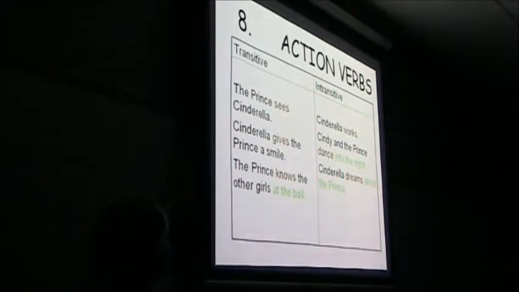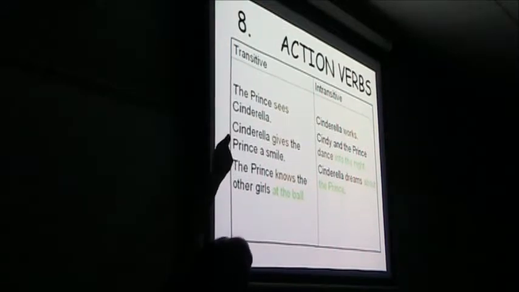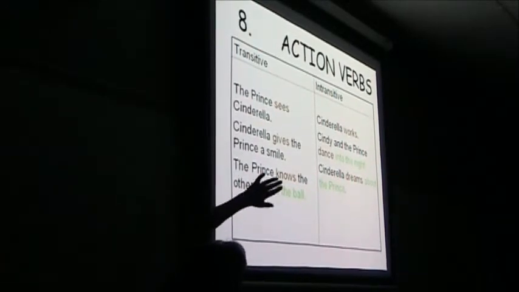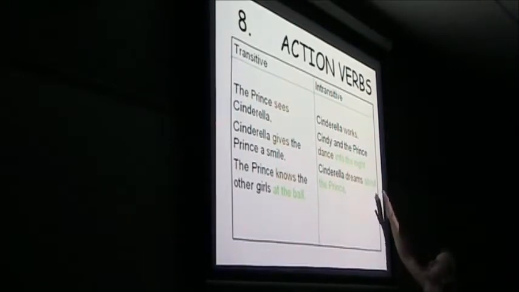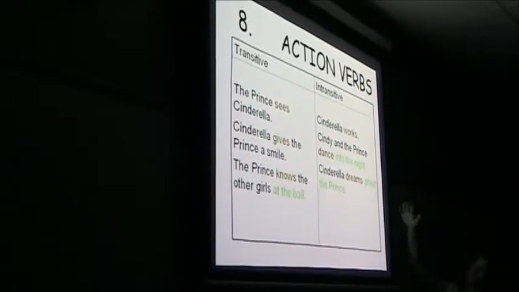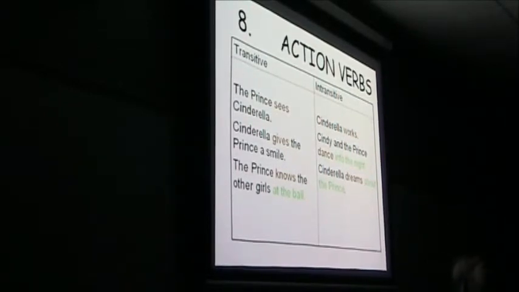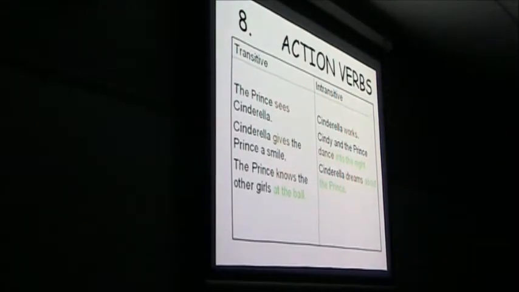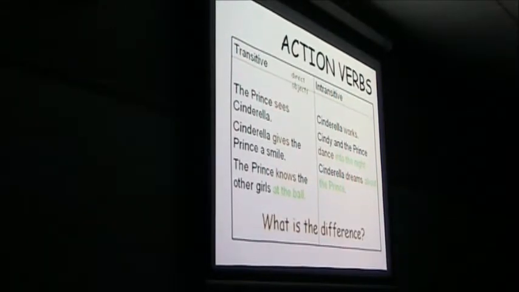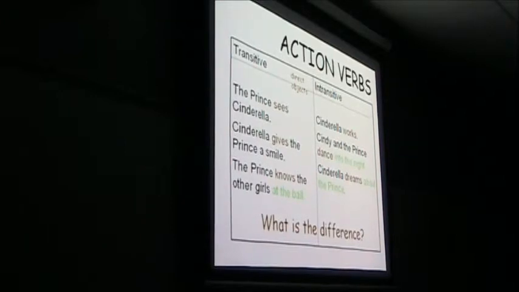These are transitive verbs. The prince sees Cinderella. Cinderella gives the prince a smile. The prince knows the other girls at the ball. These are intransitive verbs. Cindy works. Cindy and the prince dance into the night. Cinderella dreams about the prince. The difference. You want to venture a guess? That's right, direct objects. So the difference is the transitive ones have something called direct objects, which we know so well now.